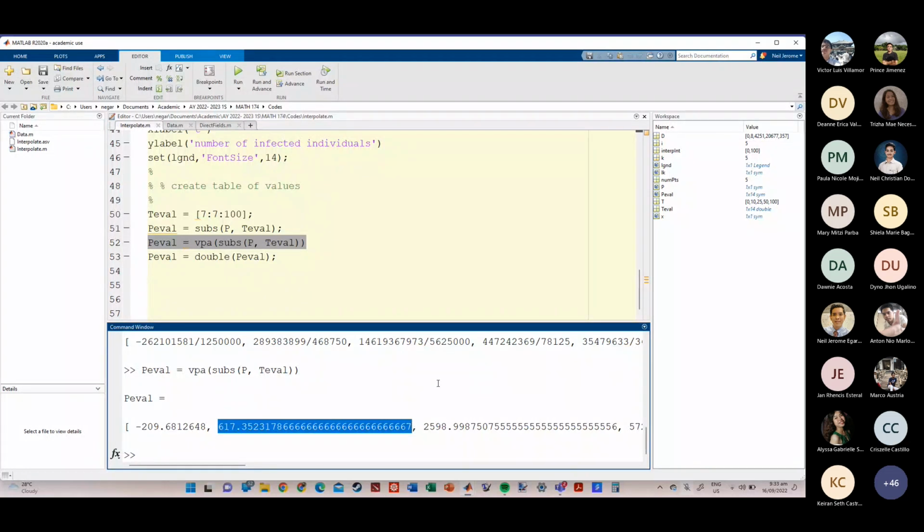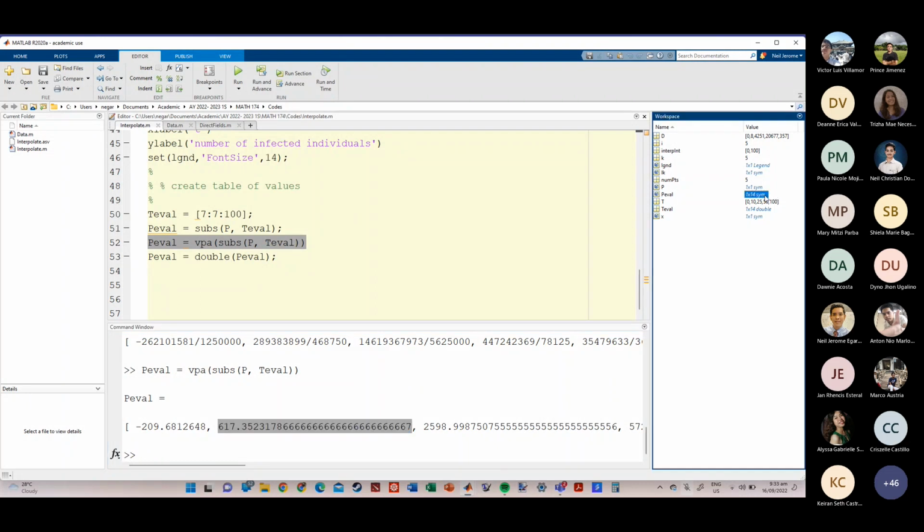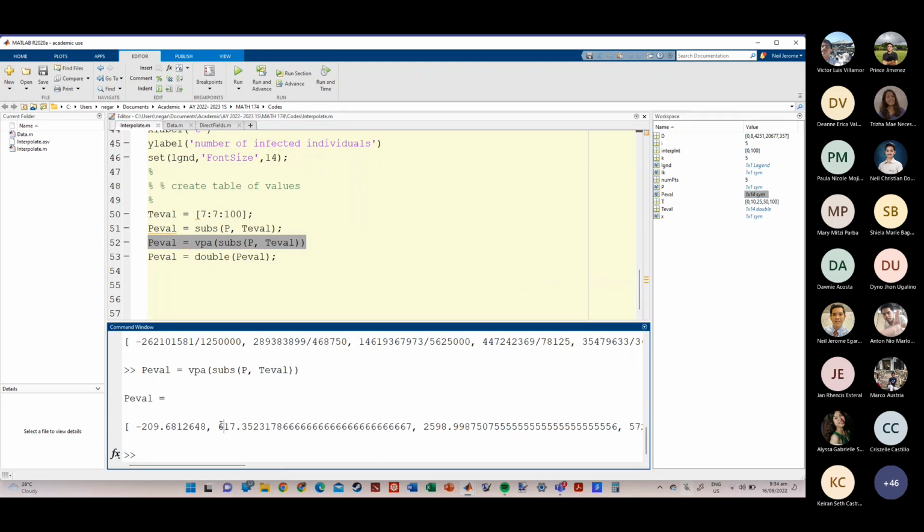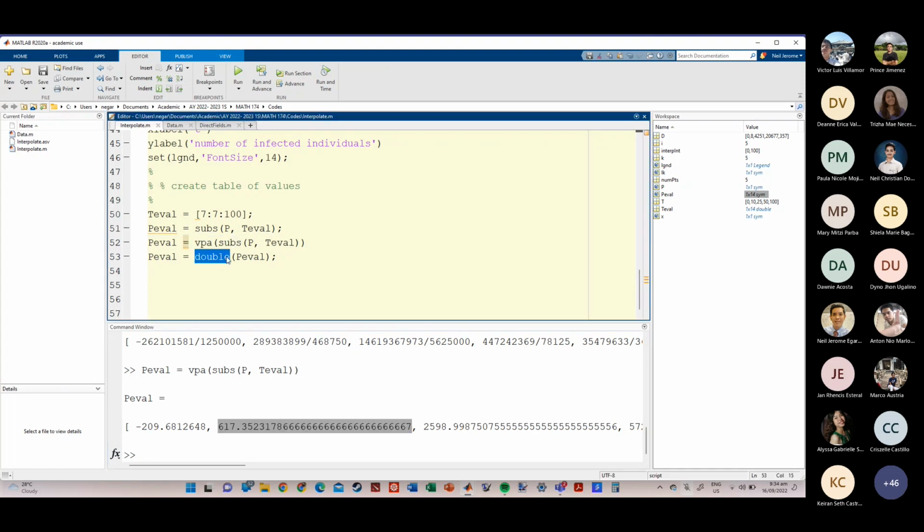Kaya lang, hindi ko ito magagamit sa computation kasi kung titingnan nyo sa workspace, si p-eval, symbolic character pa rin. So hindi ako pwedeng mag-add or mag-manipulate kasi hindi to binabasa ni MATLAB as a number. Binabasa niya to as a symbolic expression. Para i-convert siya sa isang number, kukunin natin yung double para ilipat siya sa double precision. Yung symbolic character, gagawin niyang double precision number. So that's what the final line does.